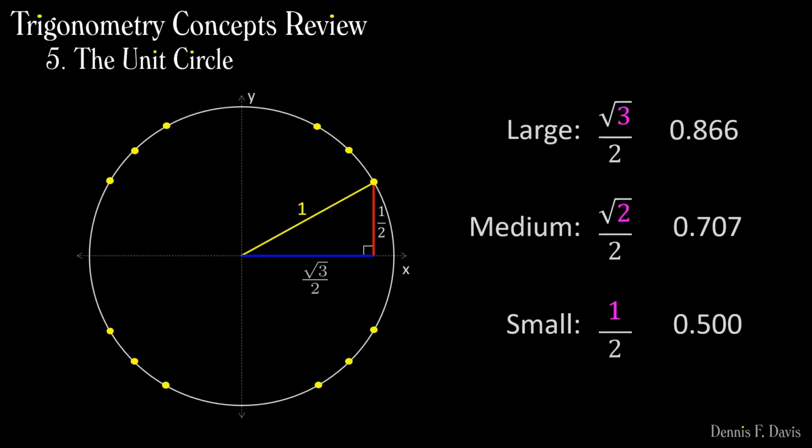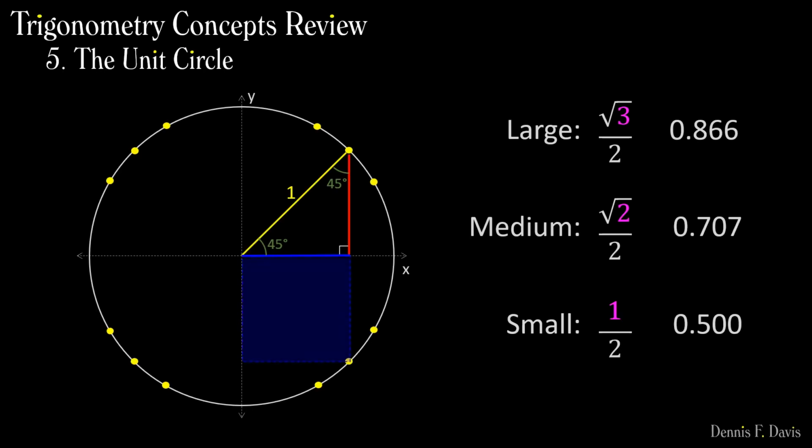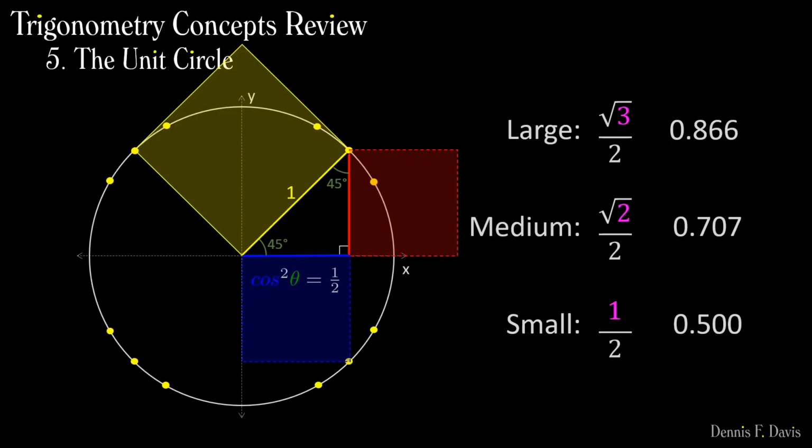To prove the medium length is the square root of 2 over 2, we draw a right triangle through the 45-degree mark. Again, using interior angles of a triangle, this other angle must also be 45 degrees. Since two angles are equal, their opposite sides must be equal, so the length of the red sides are equal. We'll find this length mentally. Area of blue plus area of red equals area of yellow, which is 1. So if blue and red add up to 1 and they're equal, their areas must each be 1/2.